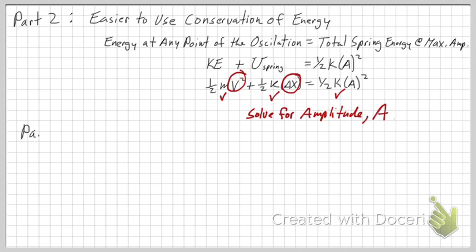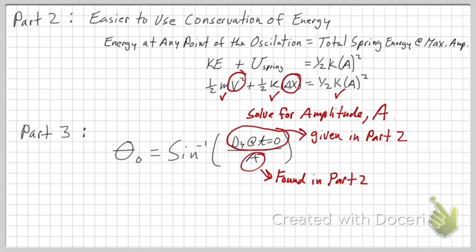Okay, what's next? Part 3. Part 3, plug and chug. The displacement they gave me, the amplitude I just found, put it in there, plug and chug, and I can get theta naught. Make sure, do they want it in degrees? I think they want it in degrees. Yeah. All right, make sure you're in degrees mode.